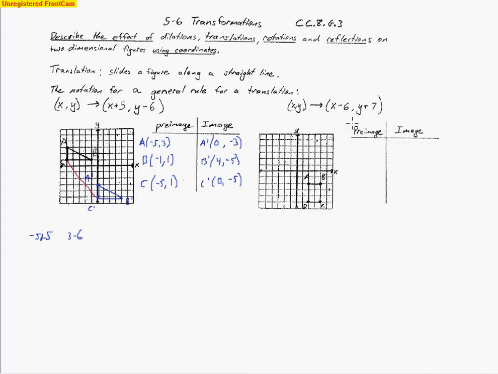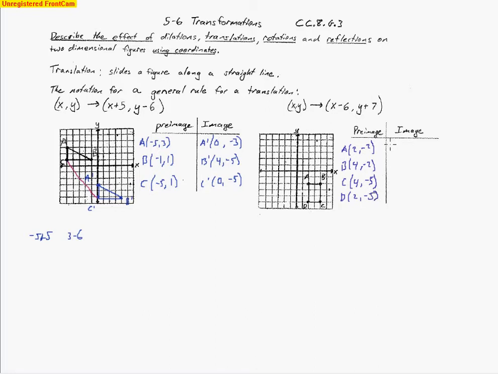And here we've got a new rule. This time we're taking 6 away from x, adding 7 to y. So the first step is to always write down what our ordered pairs are. If I look at A from the pre-image, it's 2, negative 2. B is 4, negative 2. C is 4, comma negative 5. And D is 2, comma negative 5.